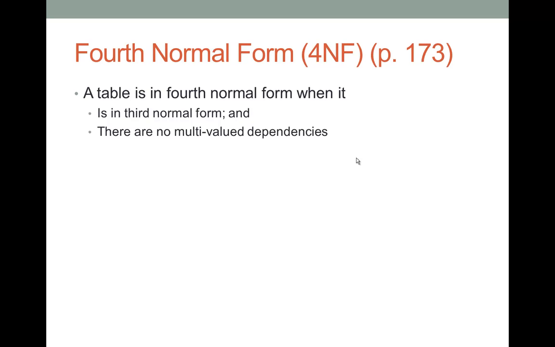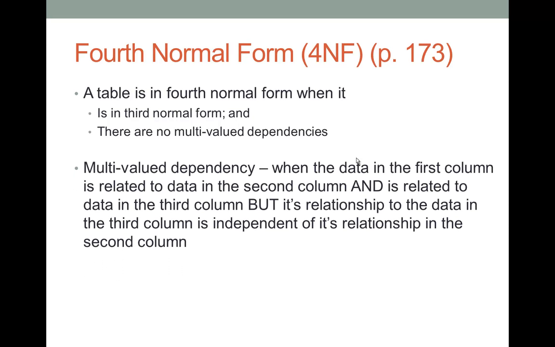Then they're ready to discuss fourth normal form. A table is in fourth normal form when it's in third normal form and there are no multi-value dependencies. So another new word, multi-value dependency. This is when the data in the first column is related to data in the second column, and it's related to data in the third column, but its relationship to data in the third column is independent of its relationship to data in the second column. And they really do a great example here in figure 5-15.